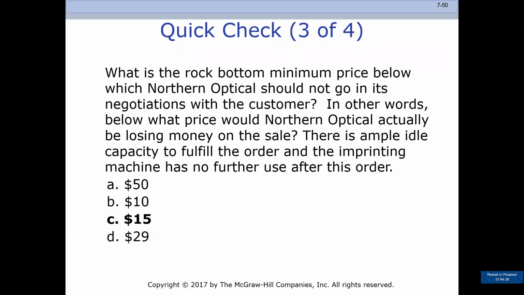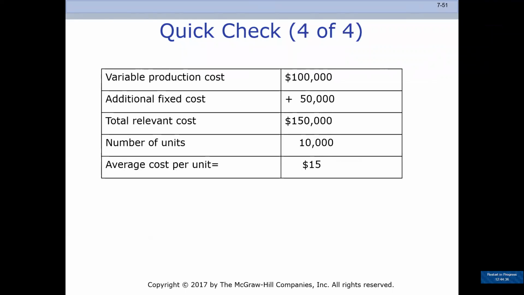So where did that come from? Well, you have the variable production cost, 100,000, and the additional fixed cost of 50,000 because you have to buy that machine. So the total relevant costs are 150,000. You're going to produce 10,000 units, so that's $15 per unit. So if they sell it for anything more than that, they're going to be making money.